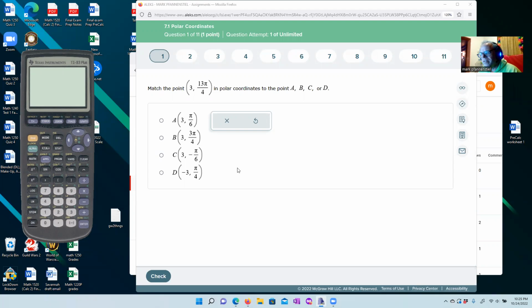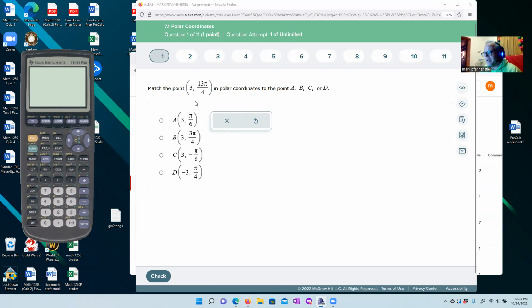We are going to talk about polar coordinates here. This is a pretty standard kind of point. It's like match this point, 13 pi over 4, to the polar coordinate A, B, C, or D. So we're going to draw it.